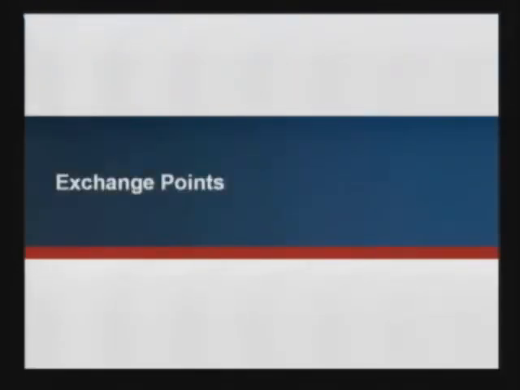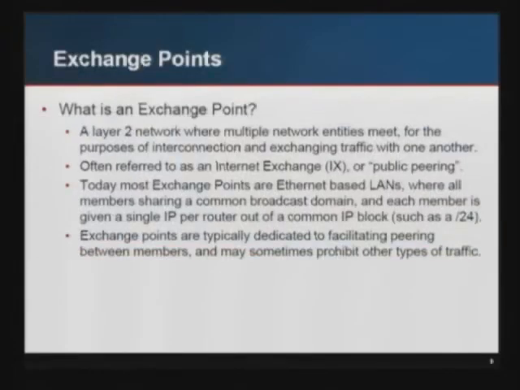So the first thing that people talk about when peering is exchange points. So what is an exchange point? An exchange point is just a layer 2 network where multiple network entities meet for the purposes of connecting with each other. This may be called an IX, Internet Exchange. It's also called public peering. Historically, they were called NAPs. The term doesn't really apply anymore.